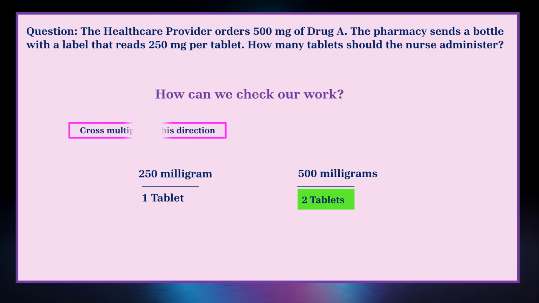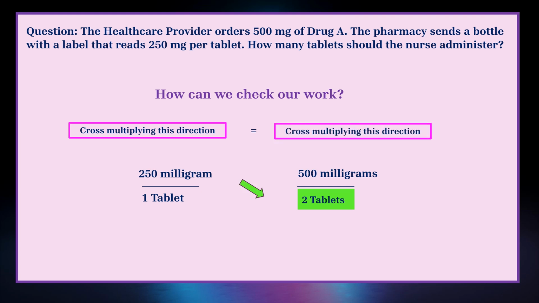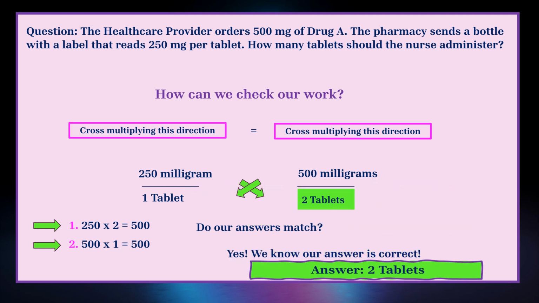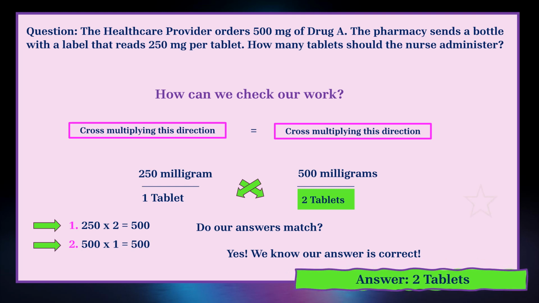How can we check our work? Well, we know cross multiplying in one direction should equal cross multiplying in the other. So 250 times 2 equals 500. And 500 times 1 equals 500. Do our answers match? Yep. Then we know our answer is correct at 2 tablets.